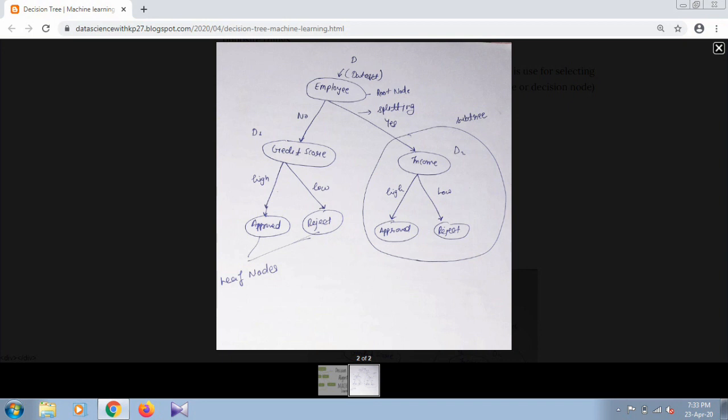Okay, so here is the example. Here we have a data set of persons. Some of them are employed persons, some of them are unemployed persons. We want to predict whether any person will be rejected or approved.